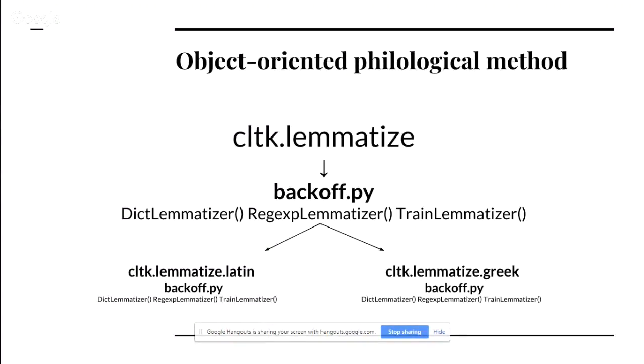The Classical Language Toolkit has a lemmatize module, right? And that's fairly abstract. It just has what would work for lemmatization in general. So we have a dictionary lemmatizer at that level. We have a regular expression lemmatizer at that level. We have a trained lemmatizer at that level. But then I can create sub-language classes for those, right? Something that's Latin specific, something that's Greek specific.